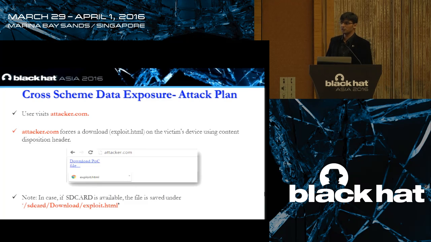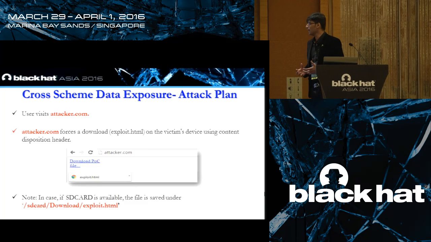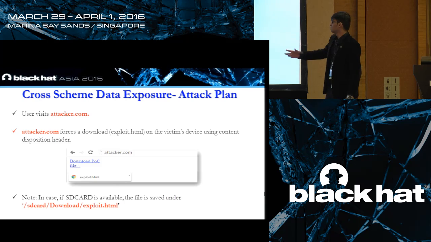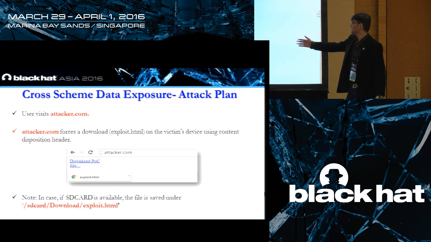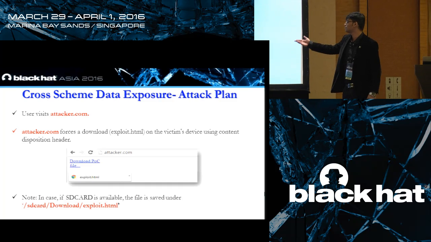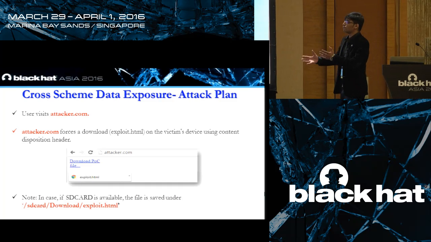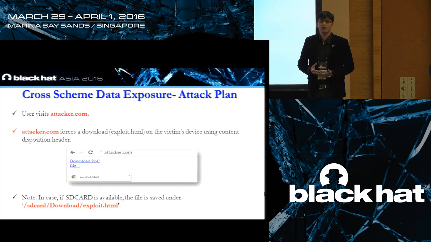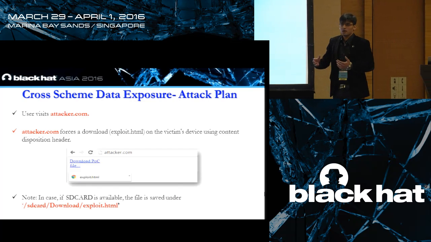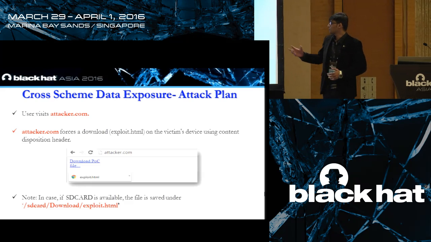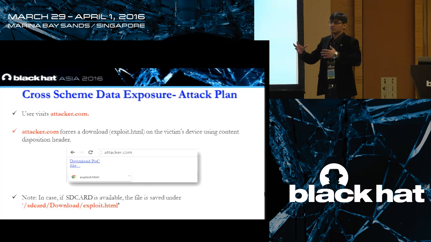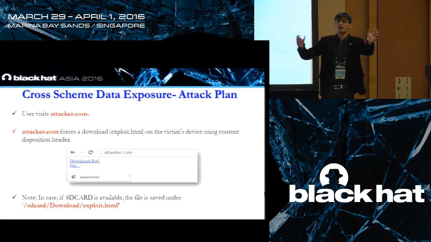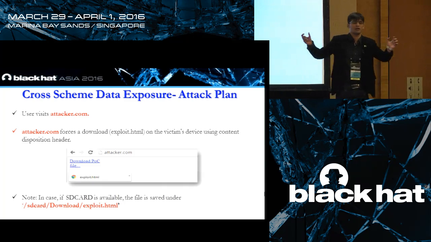The user visits attacker.com, and attacker.com forces a download of exploit.html. If an SD card is available, we know that it is saved into the /sdcard/download directory. Once we have forced exploit.html, we would somehow compel the victim to open it in his vulnerable browser. Since exploit.html would be executed under the file scheme, it would be able to read other local files that are present on the file scheme.